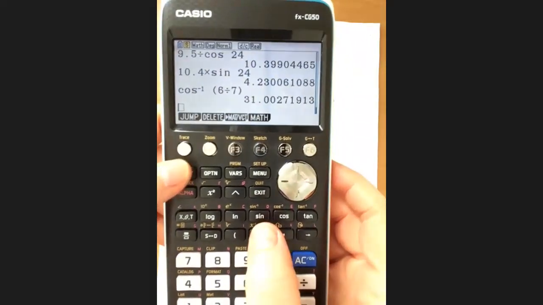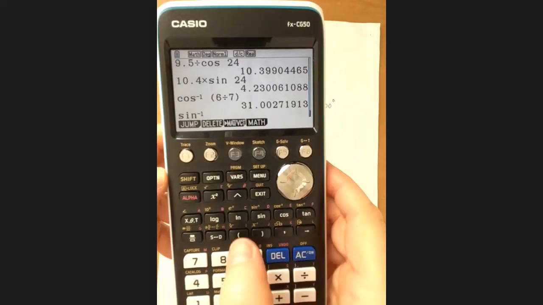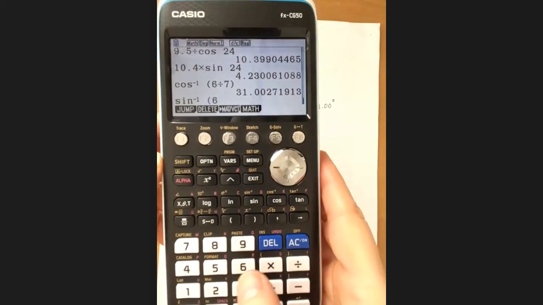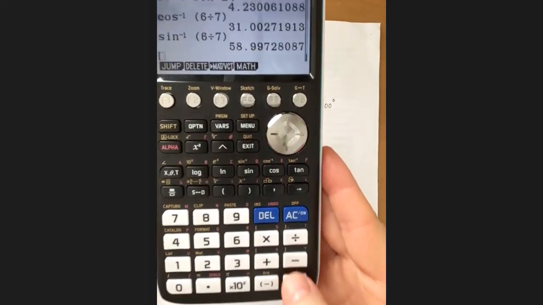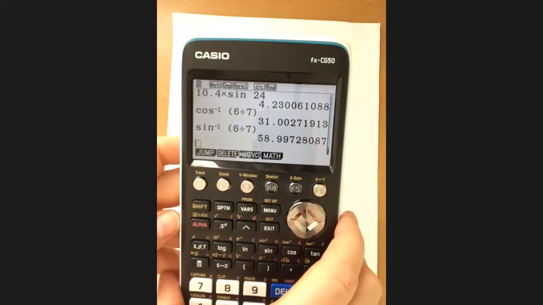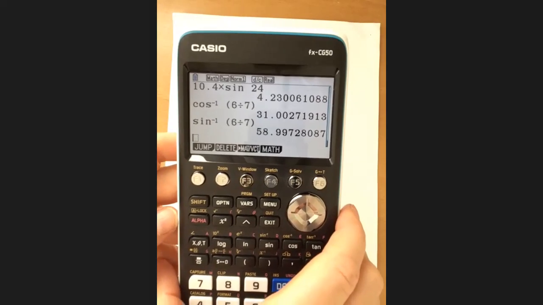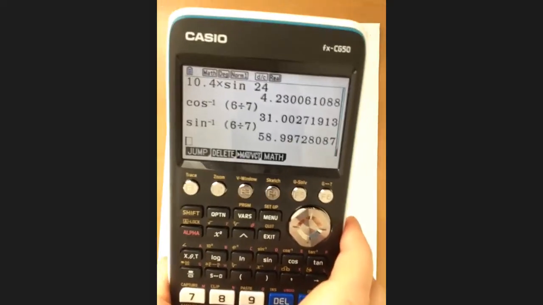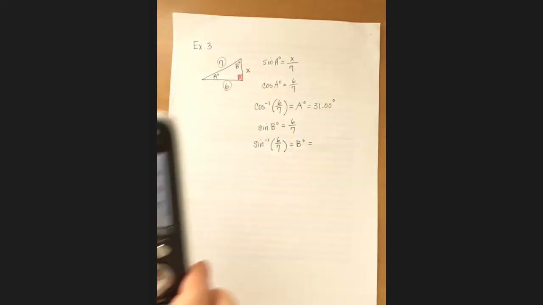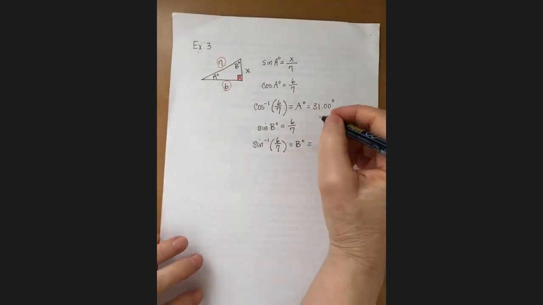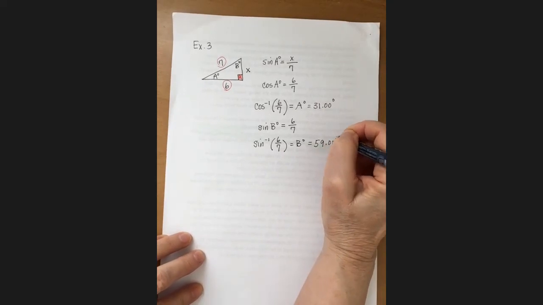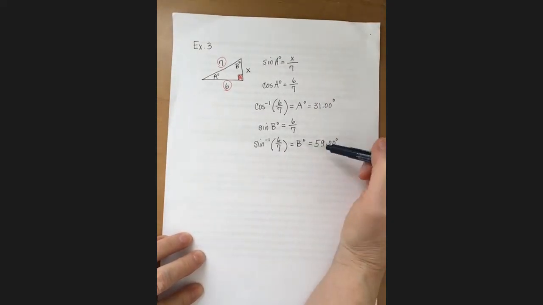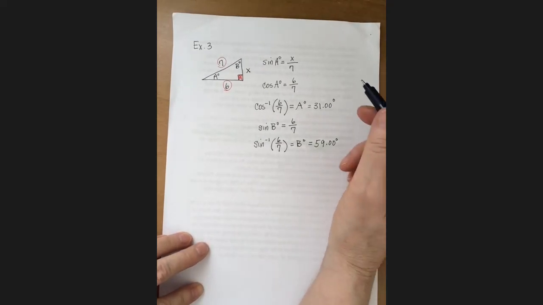So we press shift and sine, and there it is. I'm going to use my parentheses, 6 divided by 7, and press my execute key and find out that it's 58.997. Well, if we bring that 7 into play, we're going to get 59.00. So B is 59.00 degrees. And if we add 31 and 59, we certainly get 90 degrees. So we're good for that.